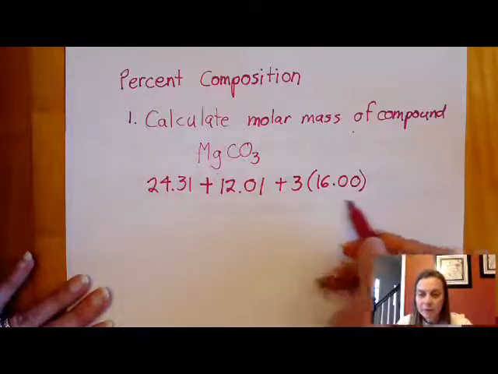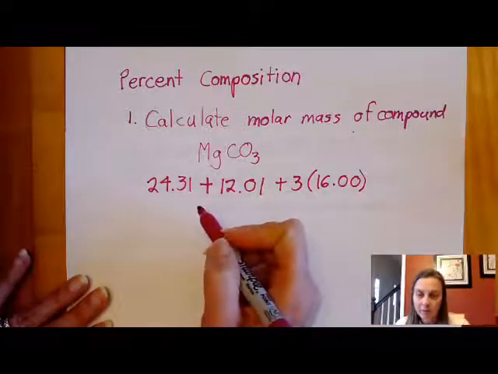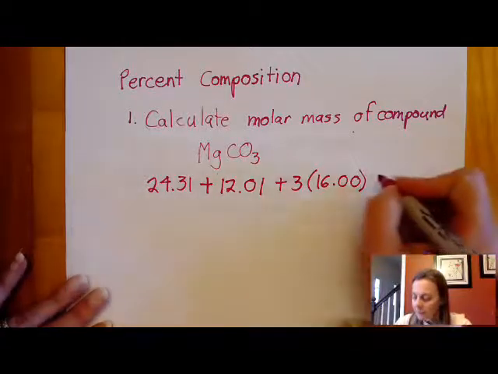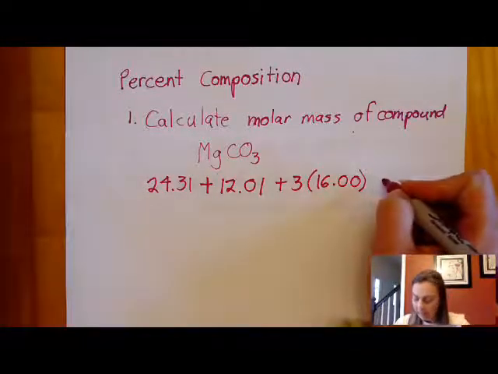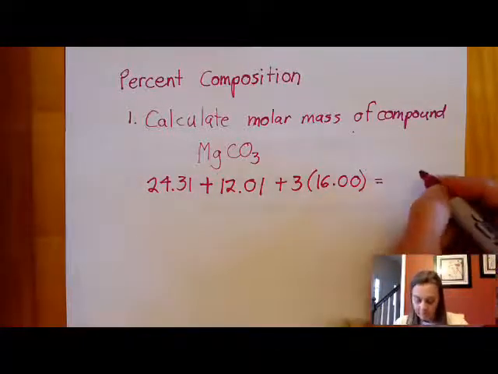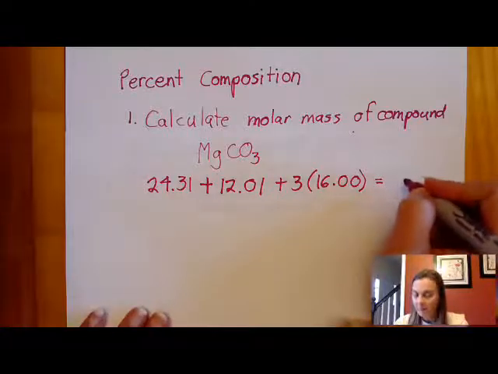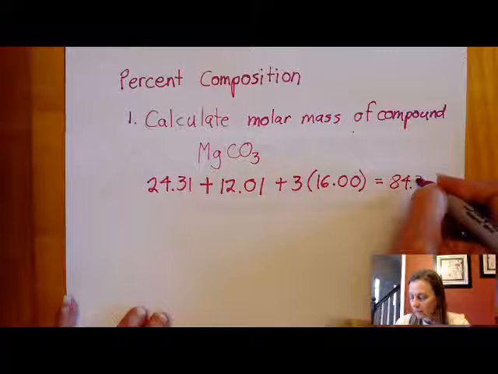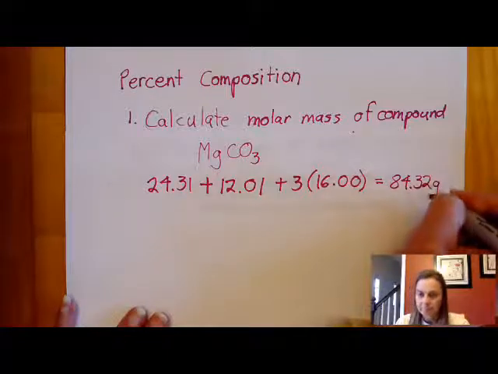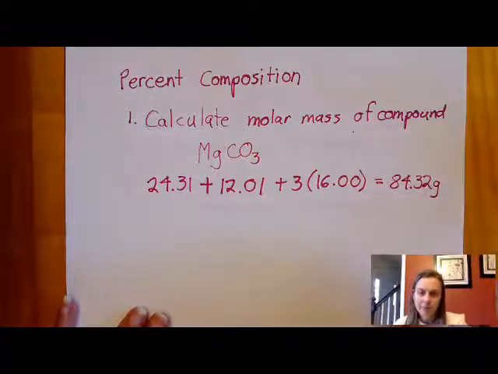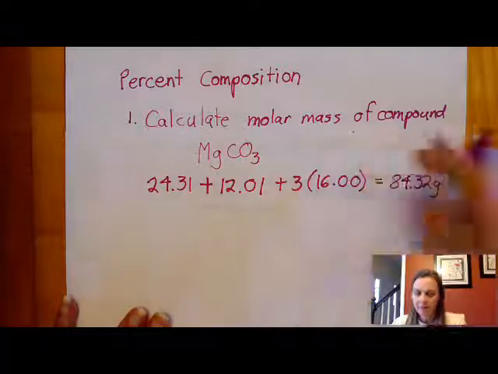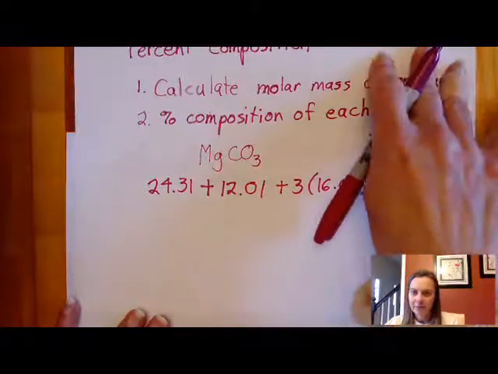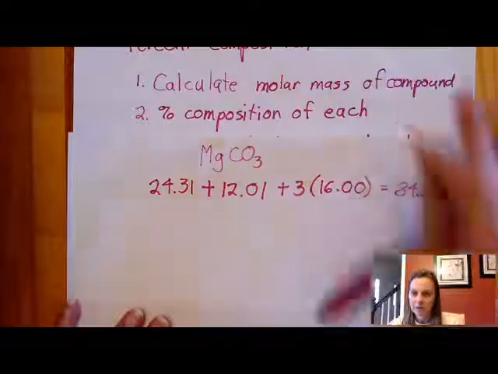You can use more decimal places if you're using a different periodic table. I just like to keep it simple. When we've done that, we add all of those up, and we get that the molar mass of magnesium carbonate is 84.32 grams per mole. Now we have the molar mass of the compound, and our next step is to find the percent composition of each element.